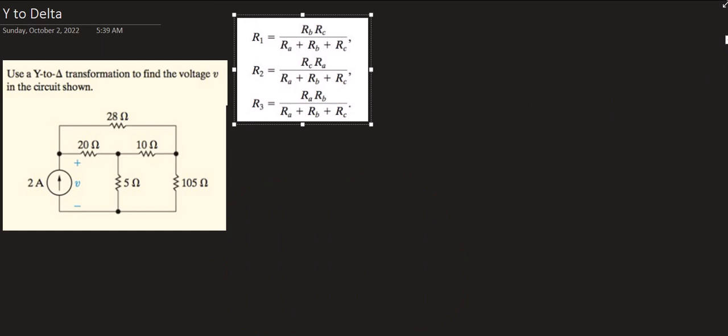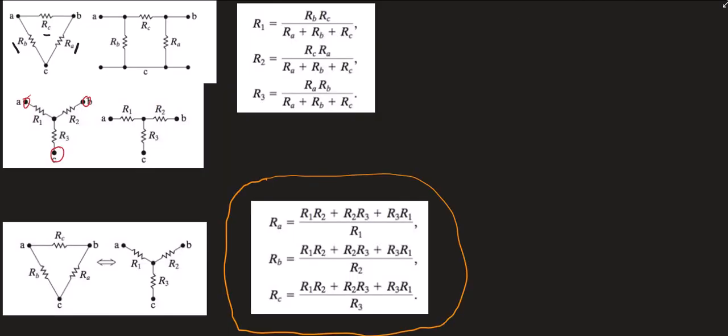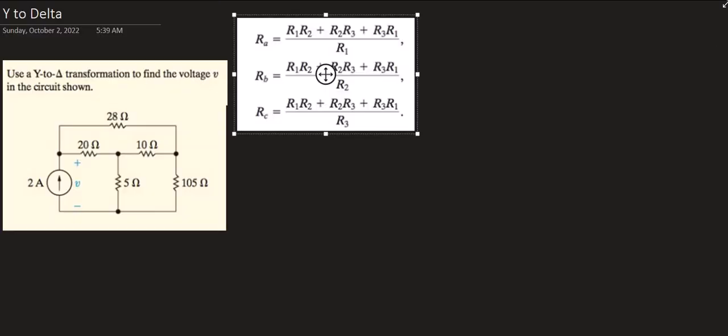We have a circuit. We're supposed to find the voltage across the current source. And you can see we have a Y configuration there. It looks like a T, but a T is the same as the Y. I have the wrong formulas there, so we need to get the correct formulas. So let's go get those. These are the ones that we need. So those are the formulas that we need.